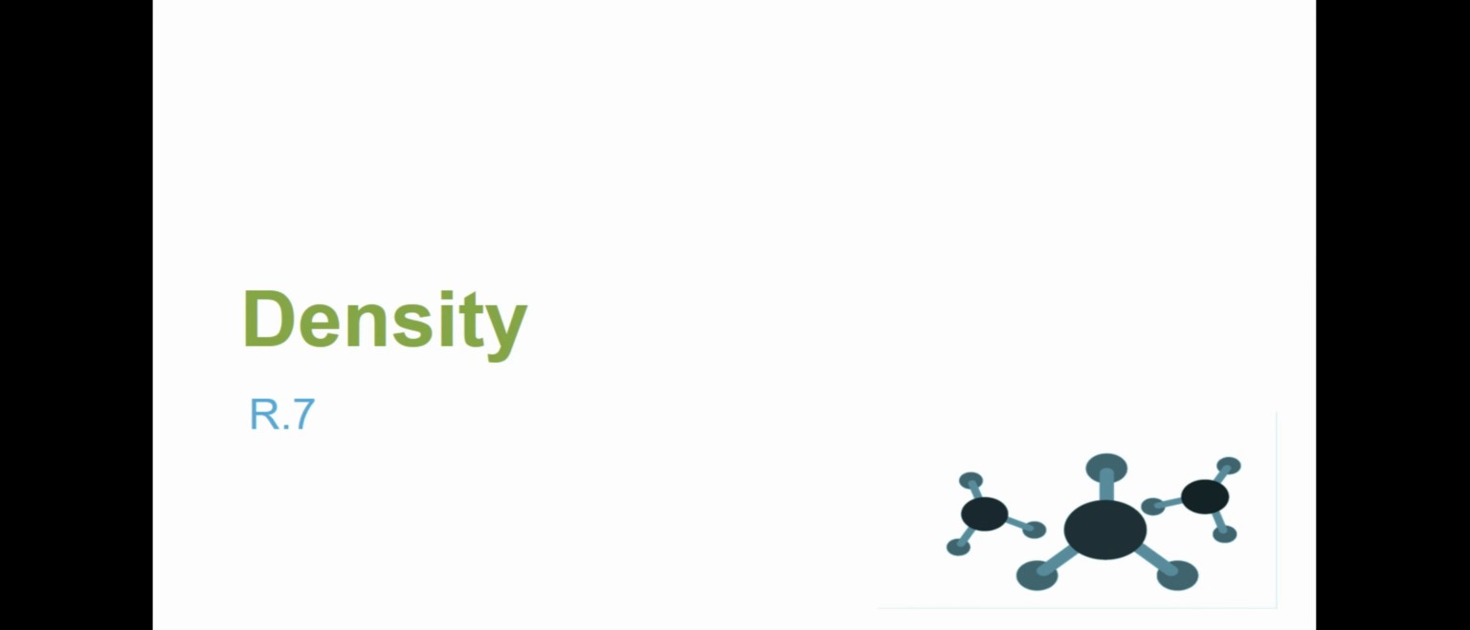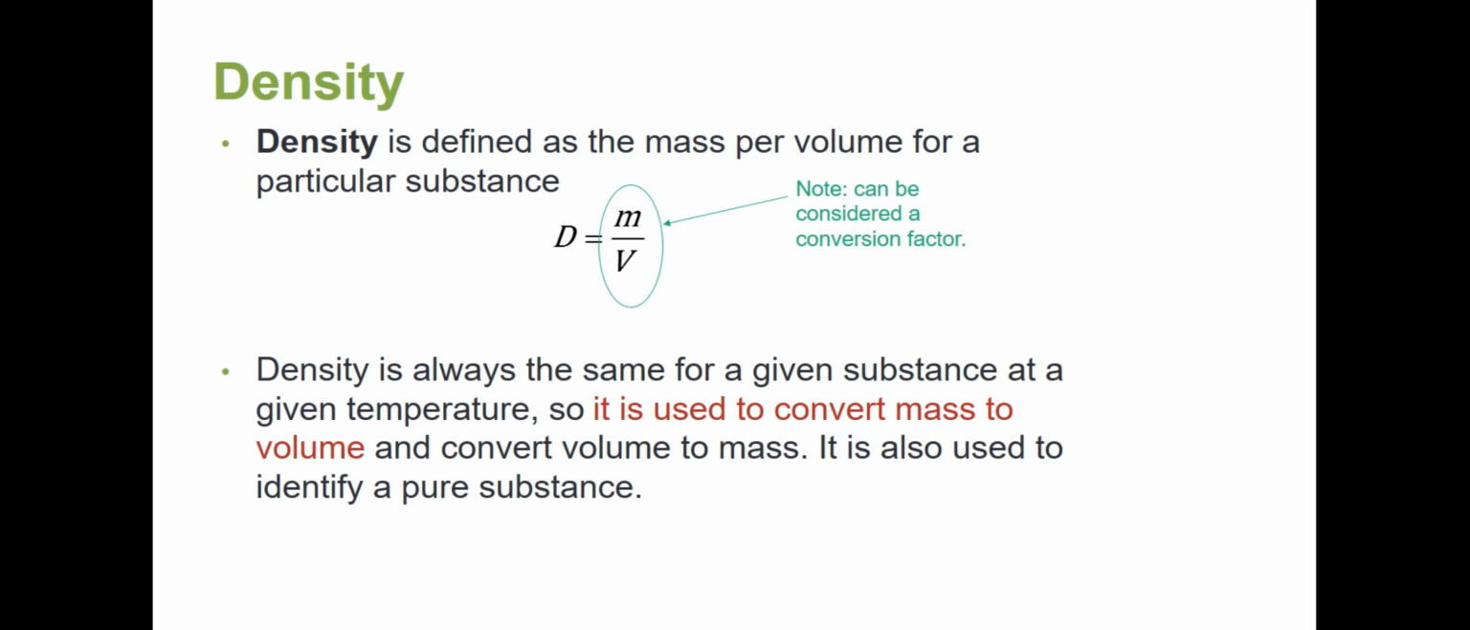Let's go on to density. Density is going to be a relationship between mass and volume. It's defined as the mass per volume for a particular substance. And also note, I have a number on top and a number on bottom. Oftentimes we can use density as a conversion factor to convert mass to volume or volume to mass.